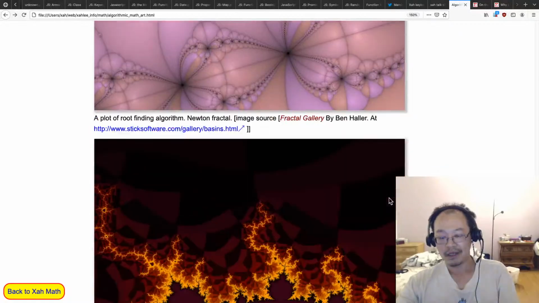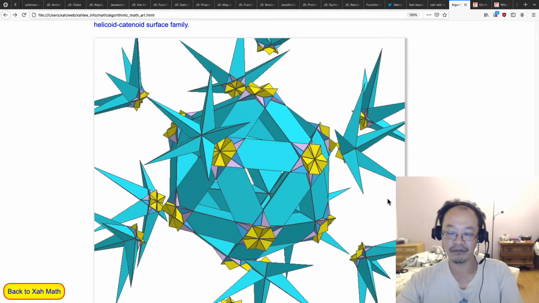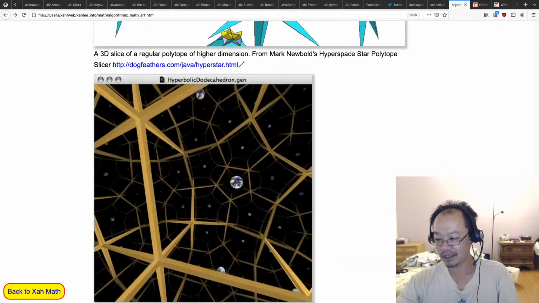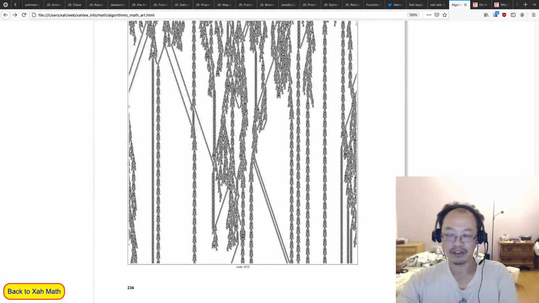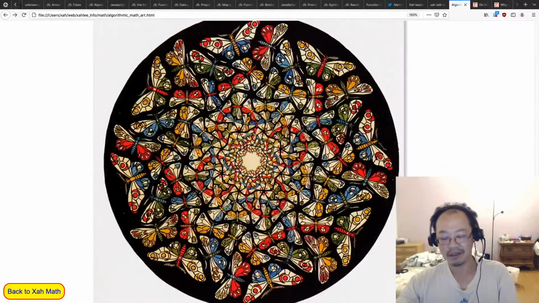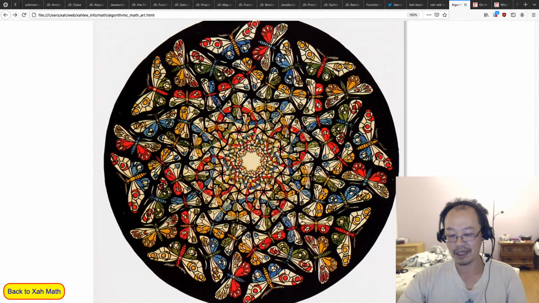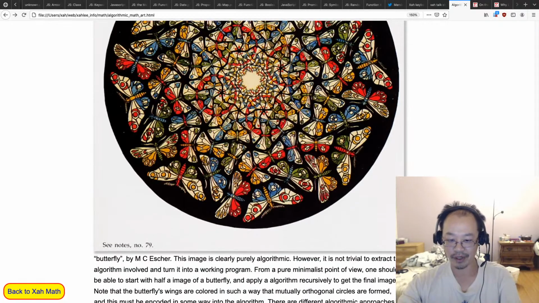Then the typical fractals. Then four-dimensional things, five-dimensional things, the shape of space. Then evolutionary programming, cellular automata. Then you have this Escher symmetry, group theory. Okay, symmetry and group theory. This one is, I would say, my favorite artwork of Escher. Of all M.C. Escher's artwork, this one is my favorite.